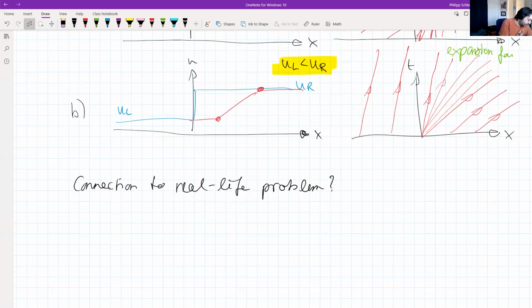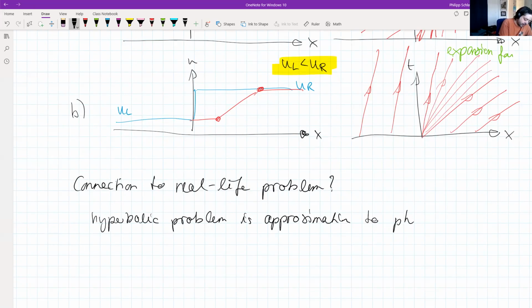But of course, we need to realize that the hyperbolic problem that we considered is typically an approximation to the physical problem that we actually want to consider. So it's an approximation to the physical problem, and the physical problem usually has some dissipation or some viscosity present.